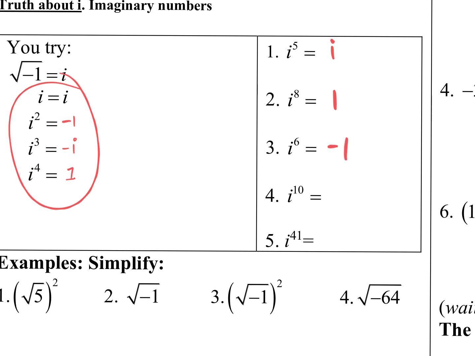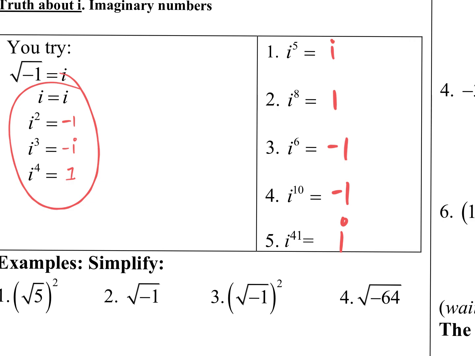i to the 10th, is 10 divisible by 4? No, but if you did 10 divided by 4, you have 2 times, with a remainder of 2. So what's your answer? Negative 1 again. i to the 41, is it divisible by 4? No. But you get 40, and you have an extra i left over. So just i is your answer.